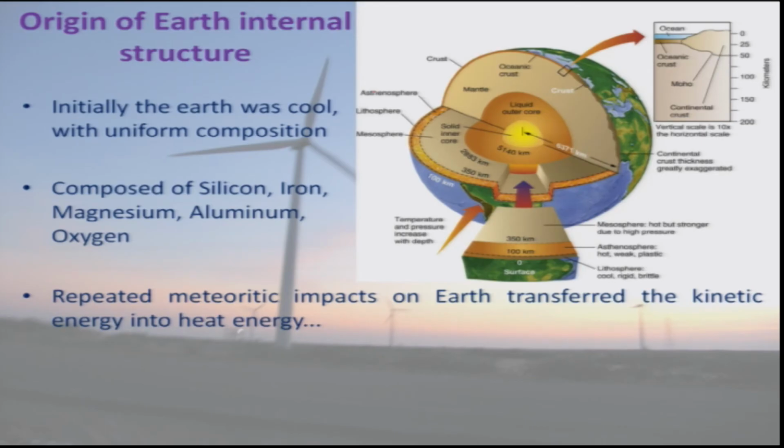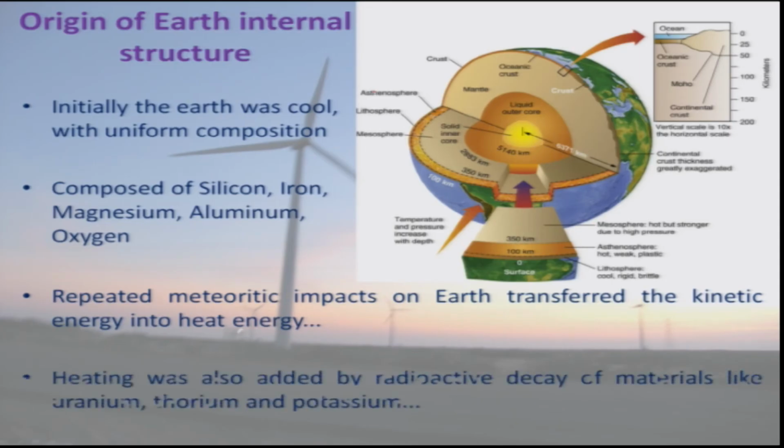Now, repeated meteoritic impacts in the past, okay. Now, we cannot have such meteoritic impacts now, there are reasons for that, because meteorites cannot enter the atmosphere which is surrounding the earth. So, in the initial stages, the meteoritic impacts on the earth transferred kinetic energy into heat energy, and this started heating up the earth, okay, and the heat was also added by radioactive material like uranium, thorium and potassium which existed in the earth interior.